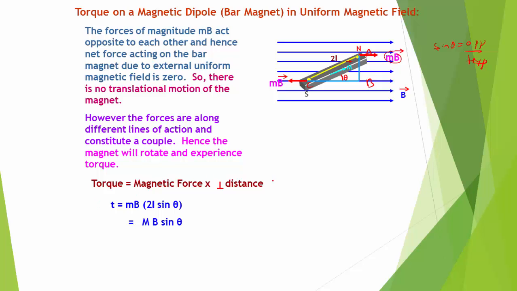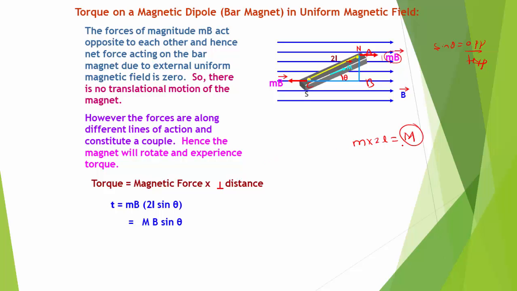Magnetic force into perpendicular distance, where the magnetic force is MB. Plus MB or minus MB, plus and minus are opposite signs, but the torque is only MB into 2L sine theta. But we know the formula: the product of magnetic force and magnetic length, M into 2L. The product of force strength and magnetic length is called the magnetic dipole moment, capital M. So we get M into B sine theta.